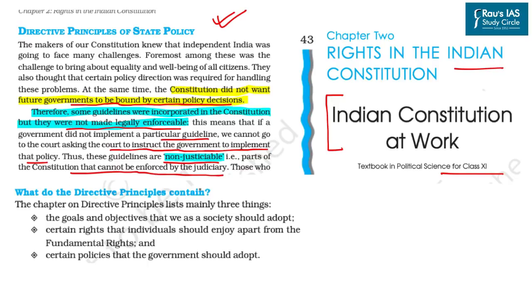So, overall, the purpose of DPSP includes goals and objectives which a society must adopt, certain rights that individuals should enjoy apart from fundamental rights, and certain policies which the government should adopt. So, there is no compulsion, especially with respect to directive principles of state policy.